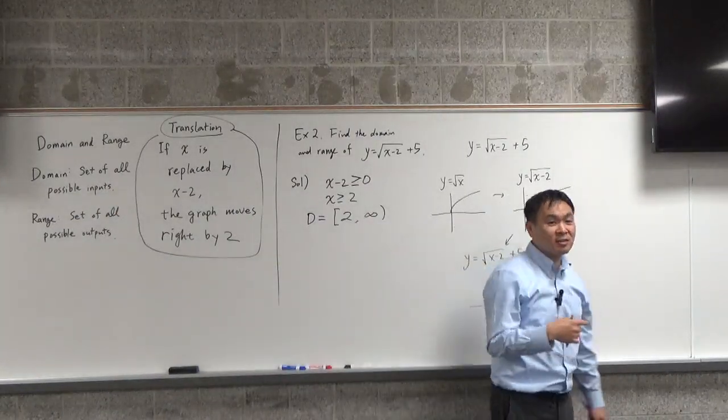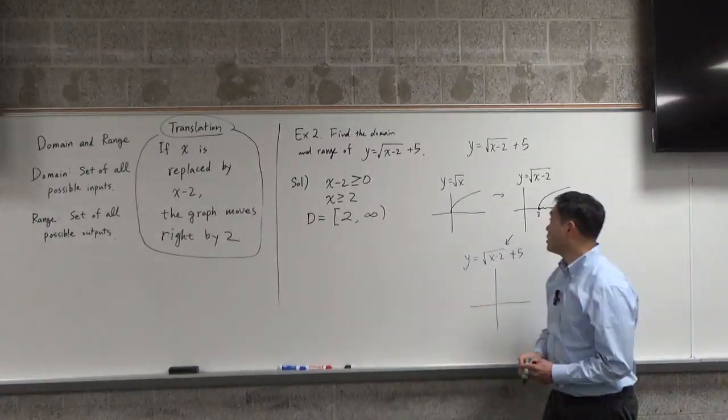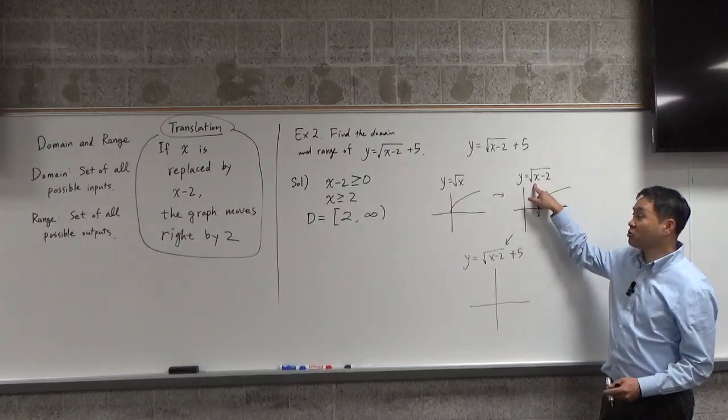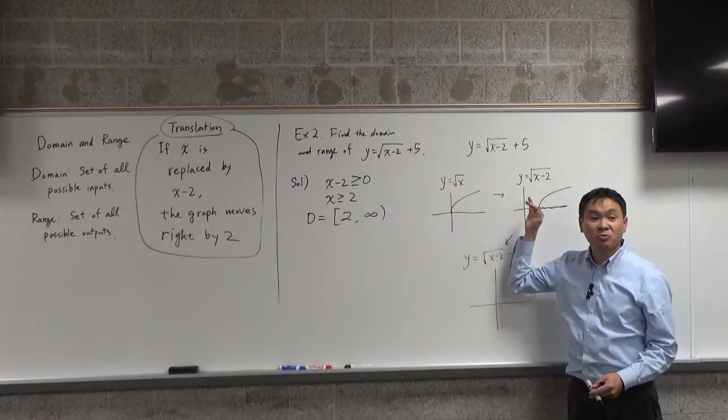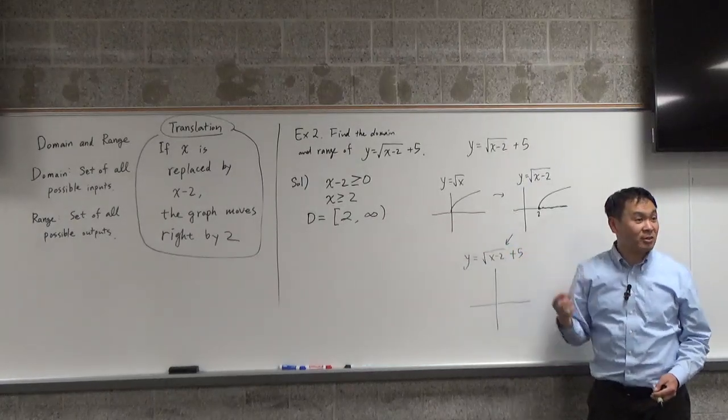If you subtract, it moves right. If you add, it does the opposite. So if it was square root of x plus 2, then this graph will move left by 2. It does the opposite. That's what replacing does.